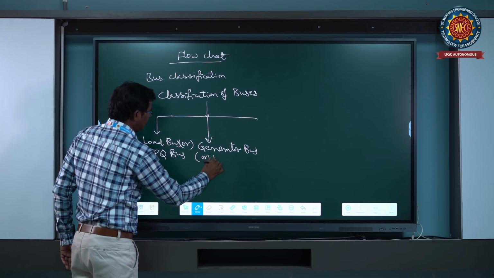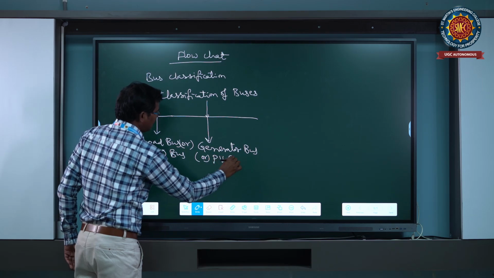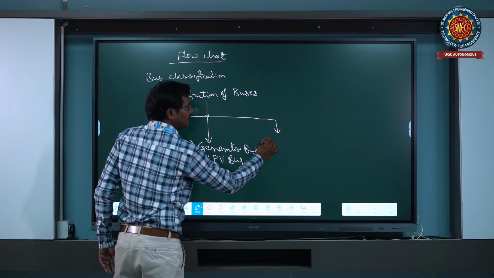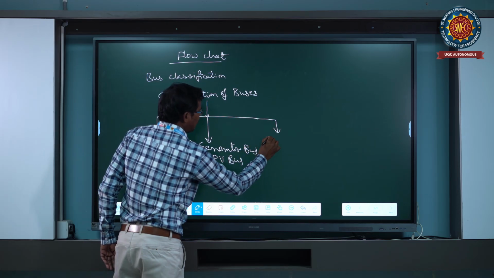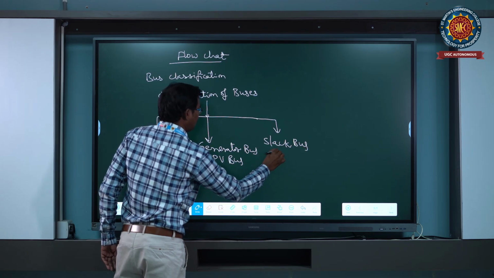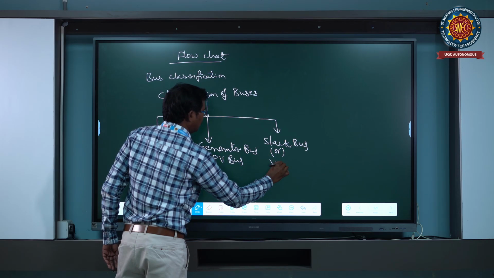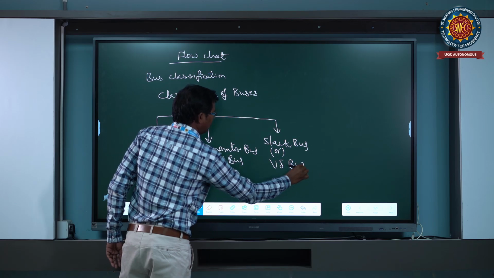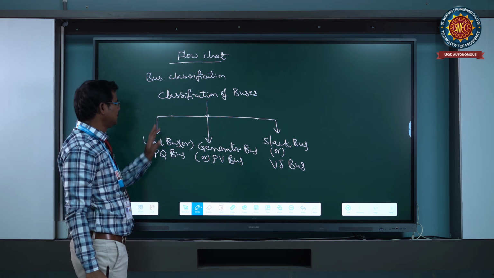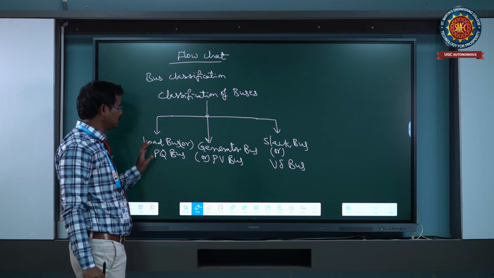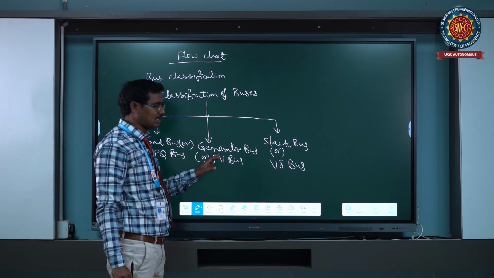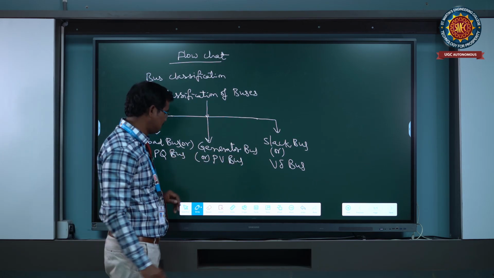Or PV bus. Third one is a slack bus, or V delta bus. First, the buses are classified into three types. First one is a load bus or PQ bus, second one is a generator bus or PV bus, third one is a slack bus.